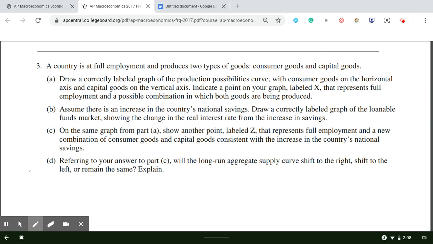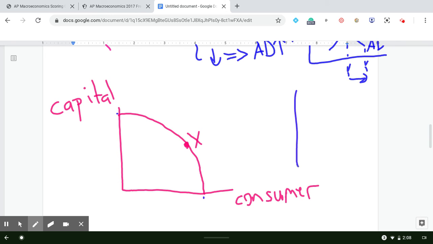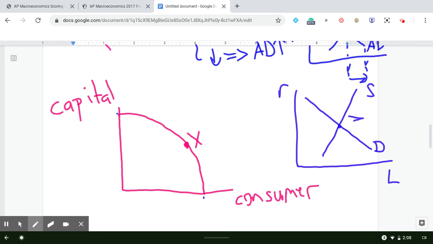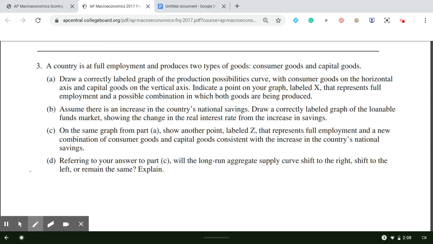All right, part C. Assume there's an increase in the national savings. Draw a correctly labeled graph of the loanable funds market showing the change in real interest rate from this increase in savings. Loanable funds market: amount of loanable funds versus the real interest rate. Demand, which is investors. S, which is savers. Increase in national saving means there's an increase in supply. If there's an increase in supply, we're showing that there is a drop in the real interest rate. So the real interest rate fell.